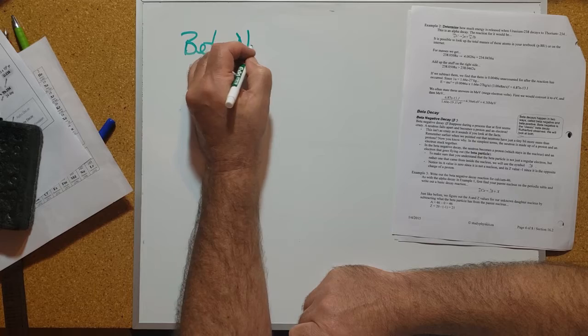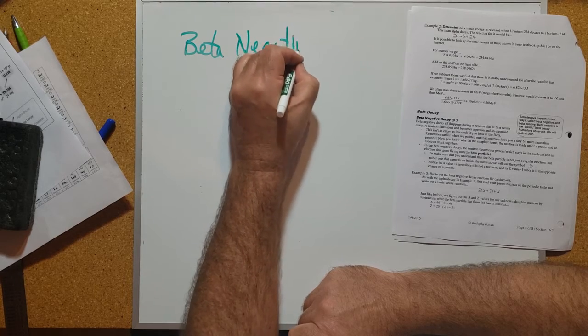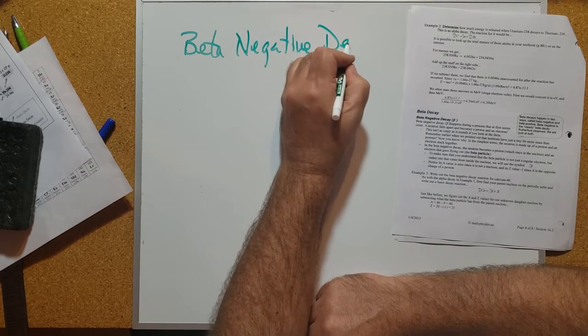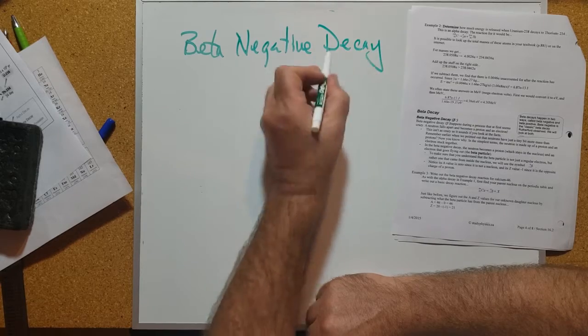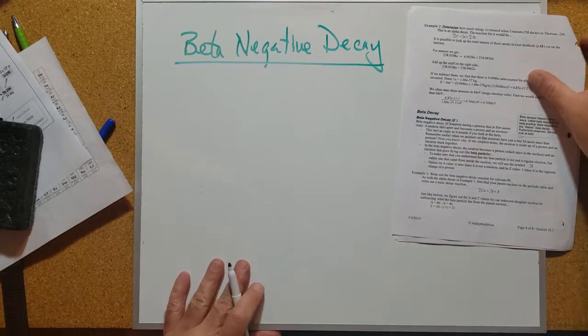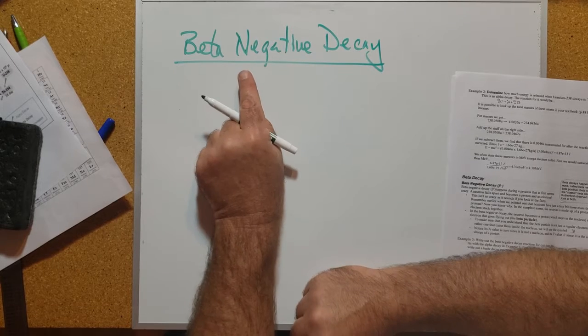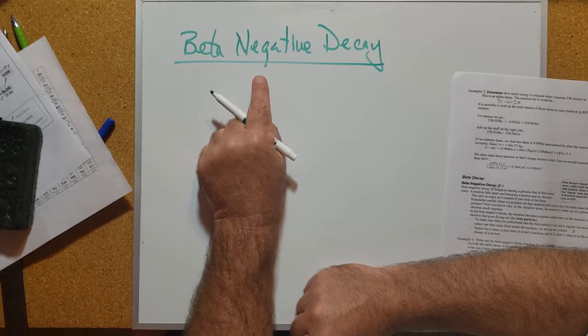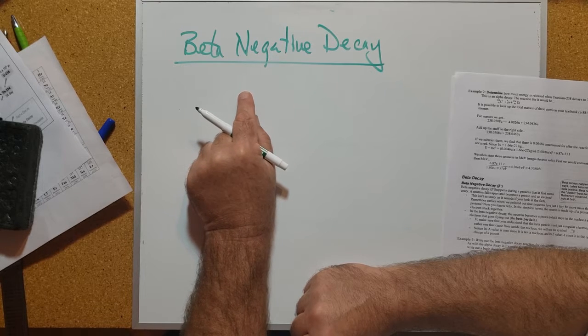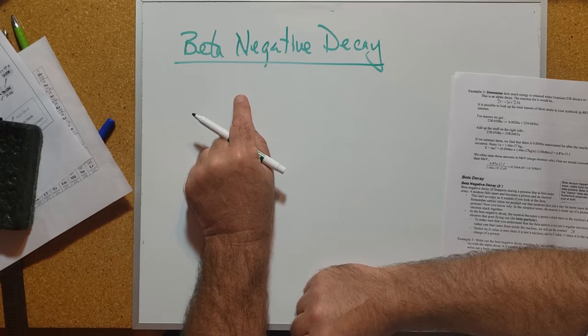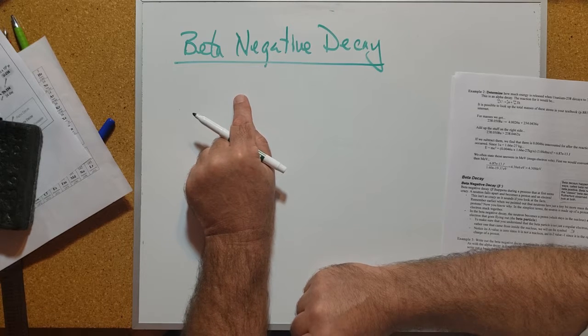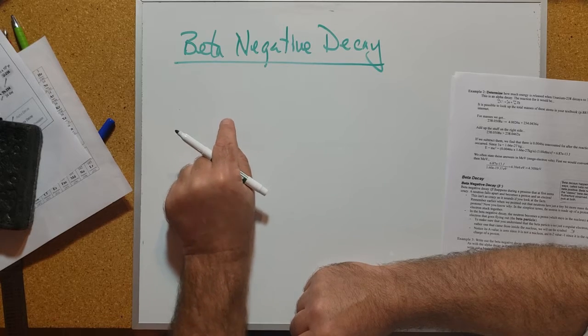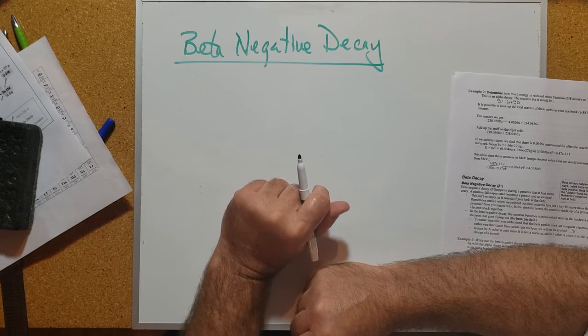Beta negative decay. Now, this is a type of radioactive decay. A nucleus will undergo radioactive decay when the number of protons and neutrons in the nucleus isn't quite right. There's a problem with the ratio of protons to neutrons. I don't want to get into a big discussion of that, but that's why these nuclear changes occur.